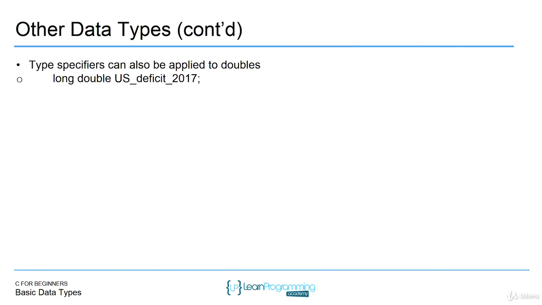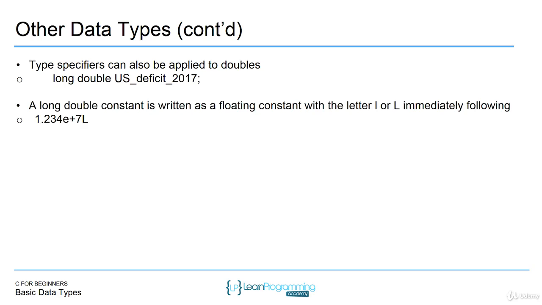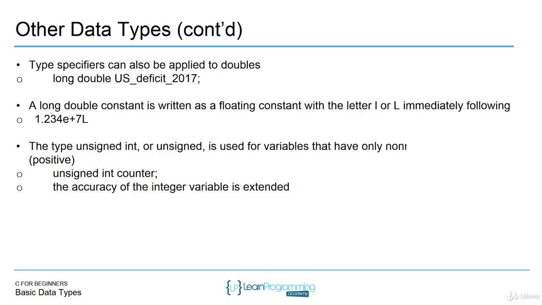So type specifiers can also be applied to doubles, as I mentioned. These shorts and longs, you can say long double. And here we create a long double called USDefset2017. For the long doubles, you can use the capital L, as I mentioned, or lowercase l, the same way you would with the ints.